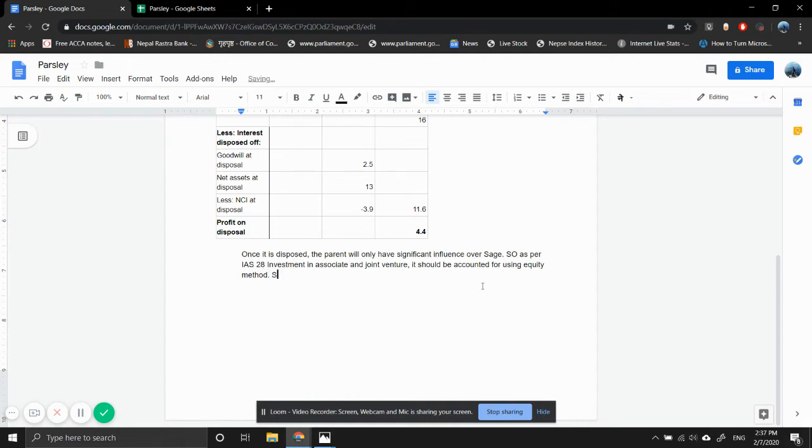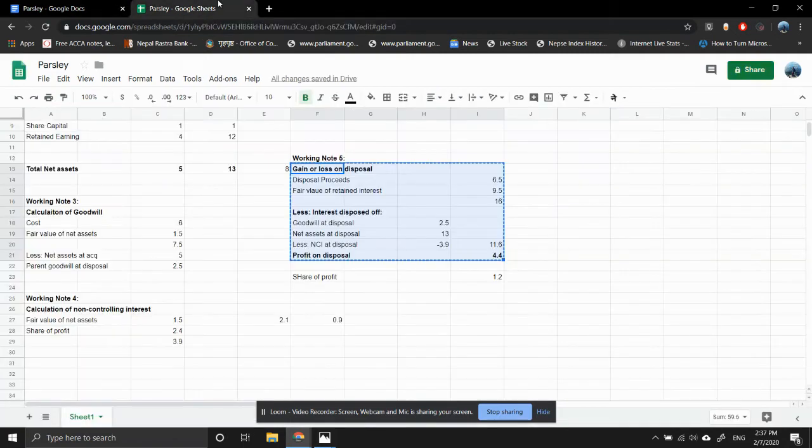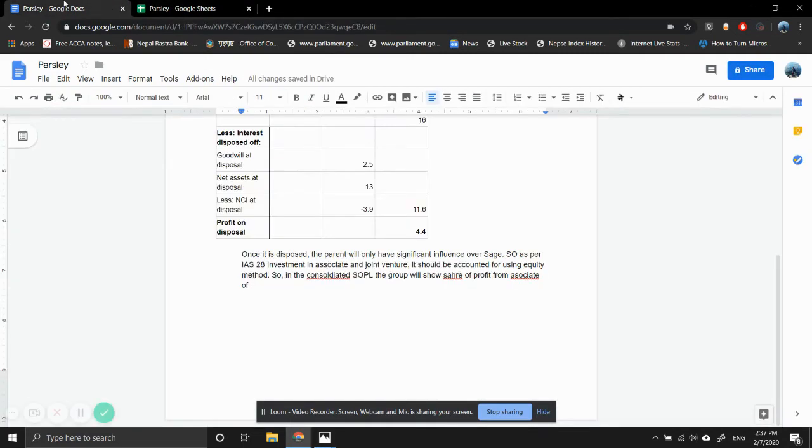So in the consolidated SOPL, the group will show share of profit from associate of the profit 1.2, right? Dollar 1.2 million. Okay.